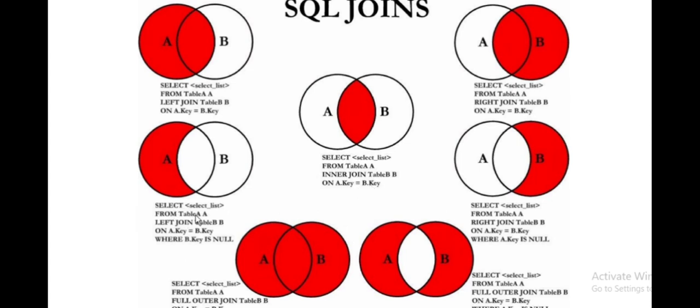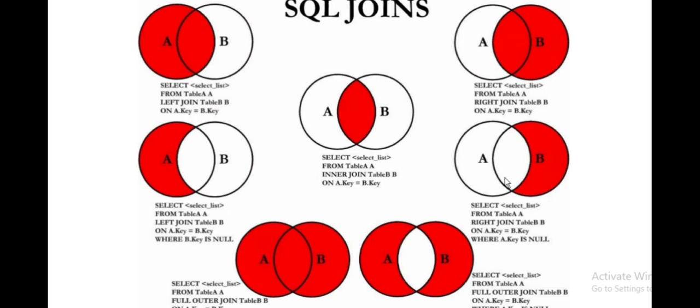We want to find the part of A in red color not overlapping with B. So we use this code snippet: select list from A left join table B on A.key equals B.key where B.key is null. This will remove the part of A overlapping with B, so we will get the desired result.